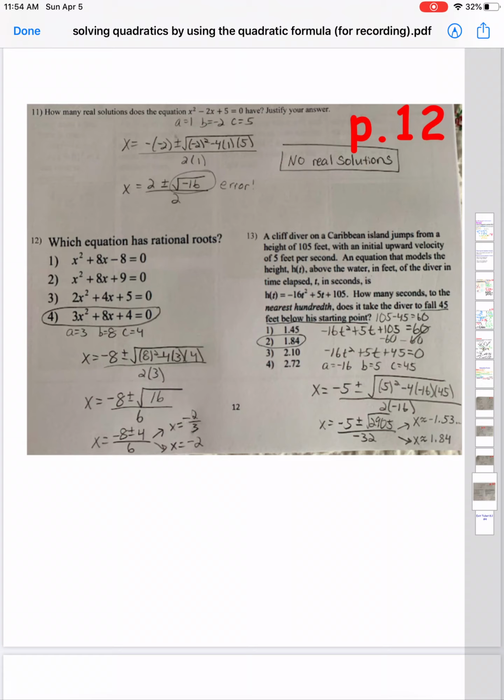Again, if you'd like any further clarification on any of these questions, please come to Extra Help or message any of us to get extra help on these problems.